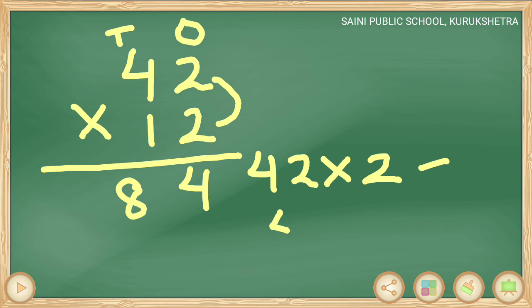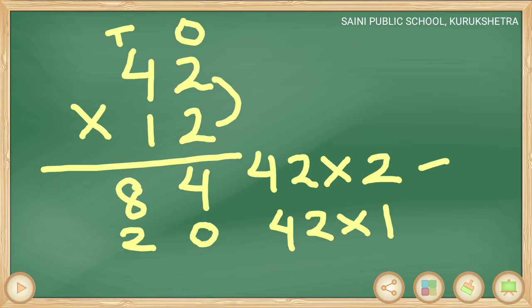Now we will multiply 42 by 1. For this you can put a sign of cross here, or you can write here 0 also. Okay, now start doing multiplication. 2 ones into 1, 2 ones are 2, so here 2.